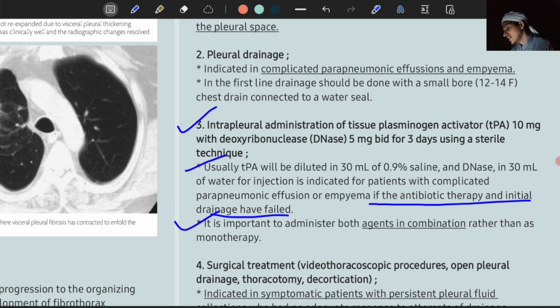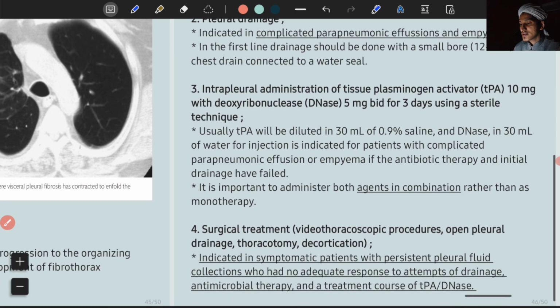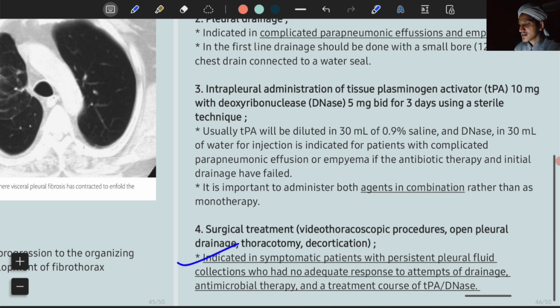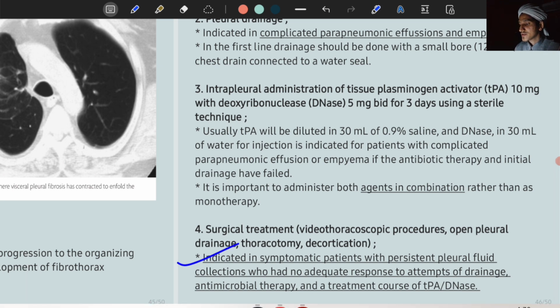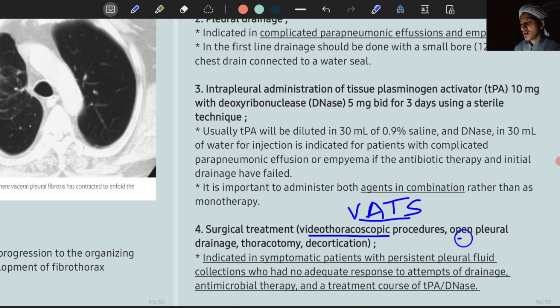Now if all these three things fail, then you should go to surgical option. So surgical treatment, what are the options available? VATS, it is called video assisted thoracoscopic surgery. Okay, or open pleural drainage or thoracotomy. You make a hole and drain through that. Thoracotomy is opening of the thorax. Decortication, you remove visceral pleura and parietal pleura. That is decortication by surgery.